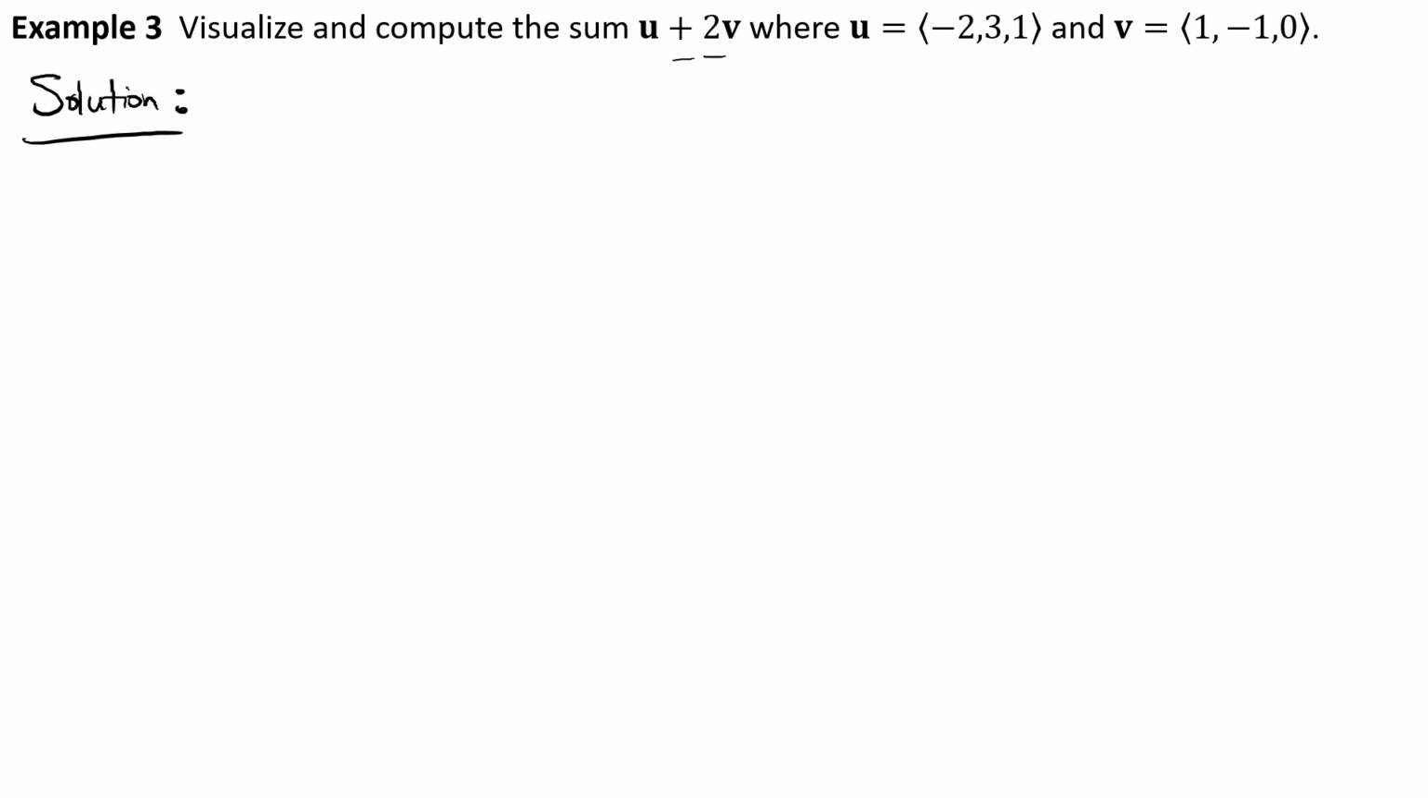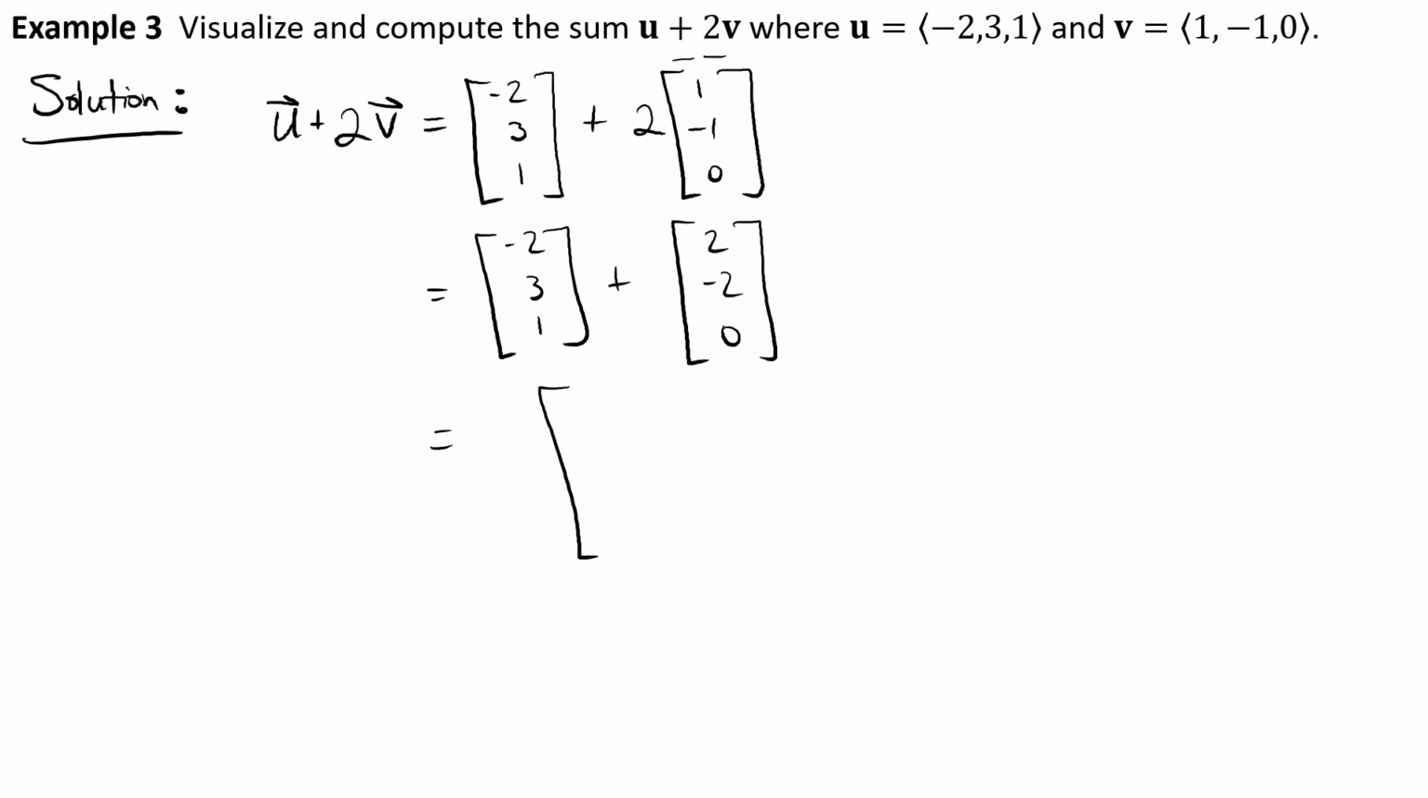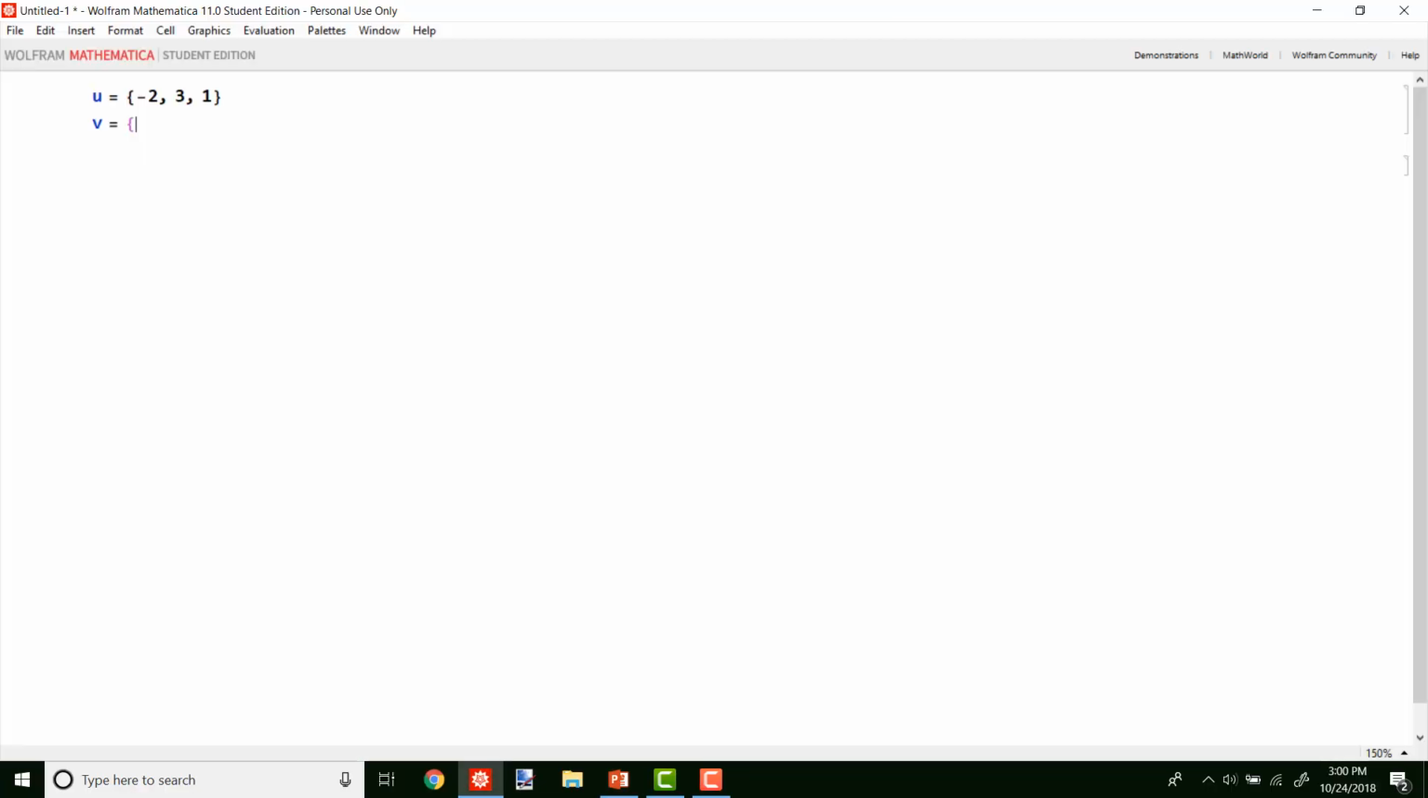The computation is simple enough. u plus 2v, well, we know that u is (-2, 3, 1), and we're adding 2 times the vector v, which is (1, -1, 0). Scalar multiplication means that we multiply each component by 2, so we have (2, -2, 0). Then we add the components. -2 plus 2 is 0. 3 and -2 is 1. 1 plus 0 is 1. So let's see what this looks like visually.